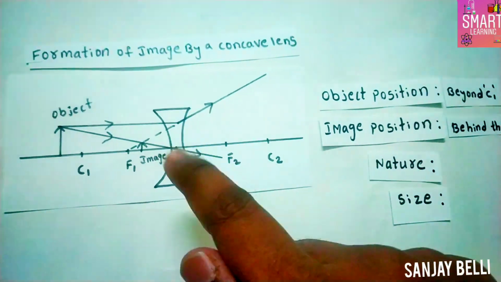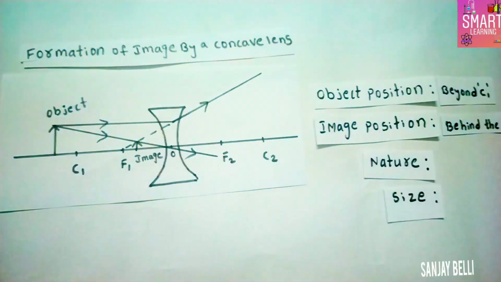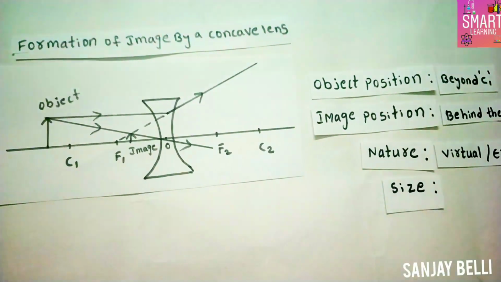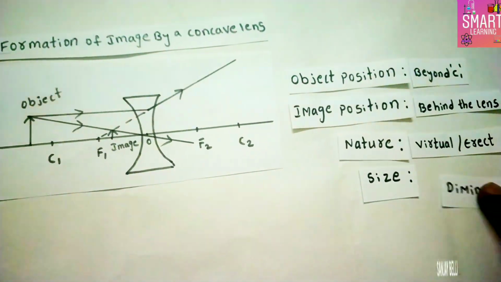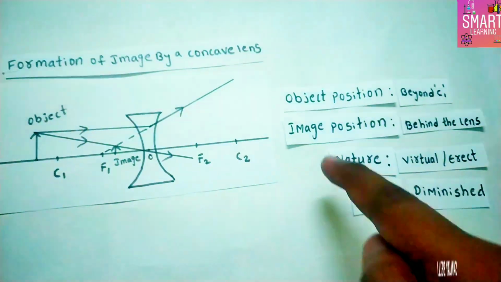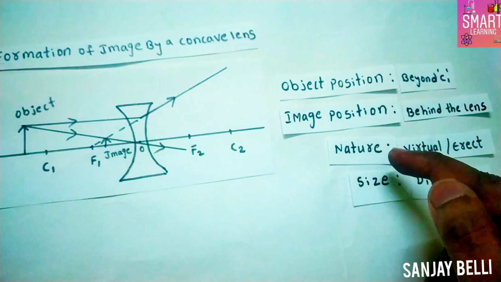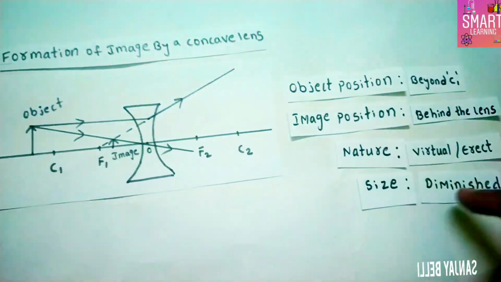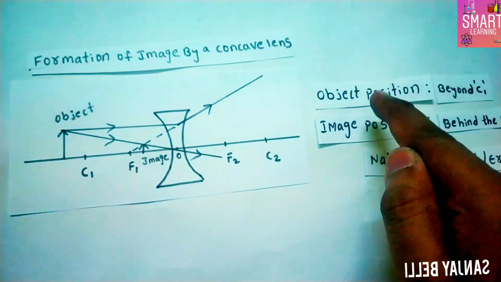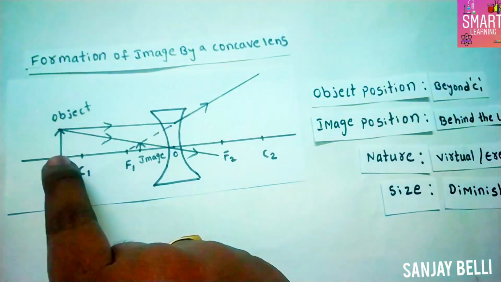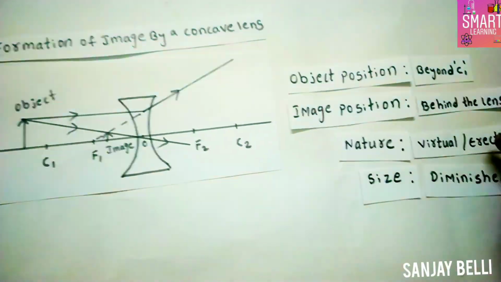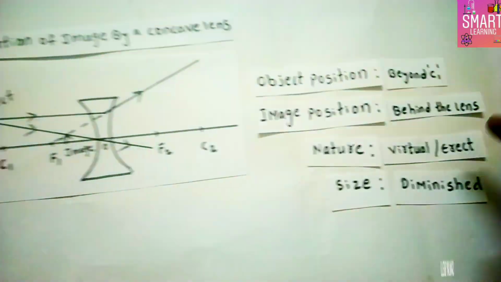And what is the nature of the image? As the image is formed inside the lens, it is virtual and erect. What about the size? The size will be diminished. In these characteristics, the image position, nature and size always remain the same; only the position of the object is changing. In this case, I placed an object beyond C. You got the image behind the lens, nature virtual erect, and size diminished.